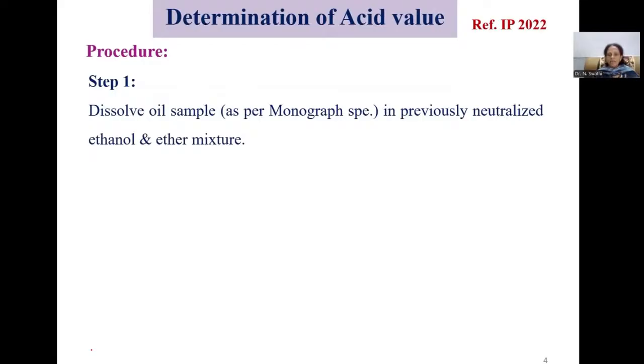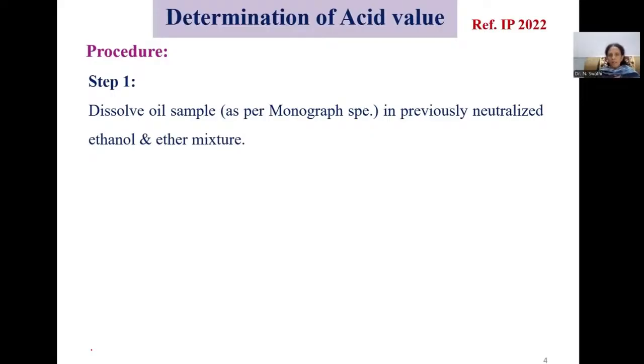So as per those IP specifications, you will be measuring the oil sample and taking that into a conical flask, which is containing a mixture of ethanol and ether. Usually in any analytical procedures or titrations, we try to dissolve the samples in water. But here, as you are aware, fats and oils are water repellent in nature, and they are soluble only in organic solvents. That is why we avoid water here, and we always use organic solvents like ethanol, ether or chloroform. So in the acid value determination, we have to dissolve the specified amount of the oil sample into a mixture containing equal amounts of ethanol and ether.